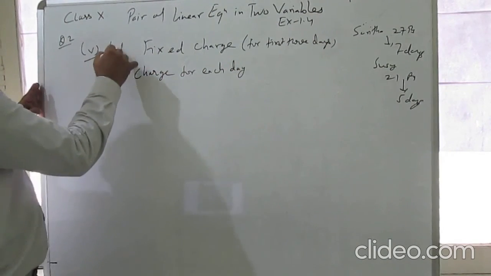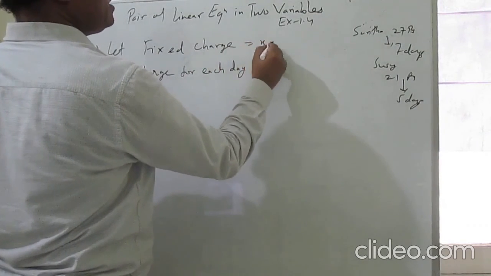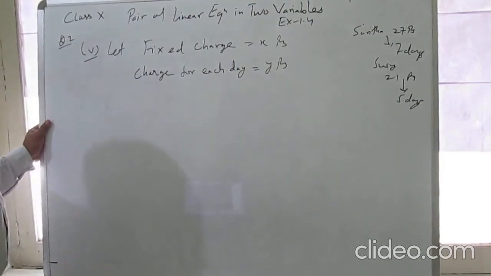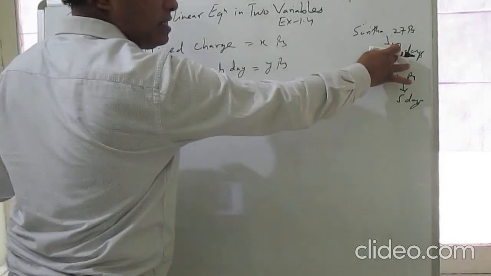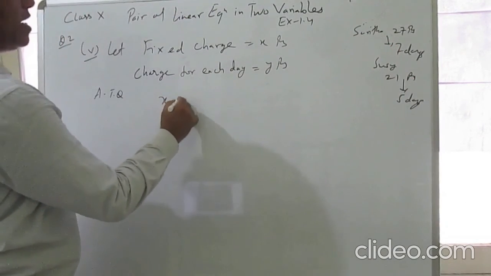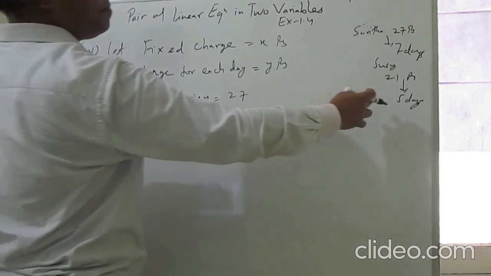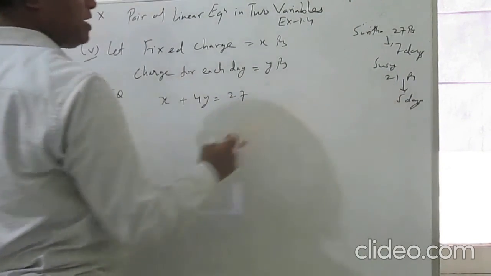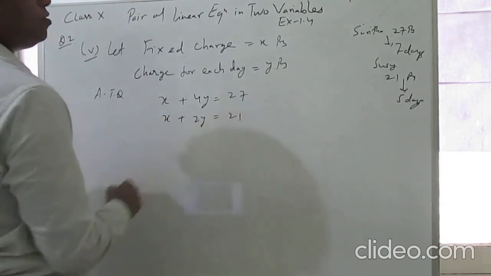Now, let the fixed charge for first 3 days be rupees x and charge per day be rupees y. Now, according to the question, 7 days, 3 दिन का इसमें कोई चार्ज नहीं लगेगा. Remaining 4 days का लगेगा. तो you can write x plus 4y is equal to 27. Shashi kept book for 5 days. इसमें 3 दिन का कोई चार्ज नहीं लगेगा. Remaining 2 days का लगेगा. तो x plus 2y is equal to 21.